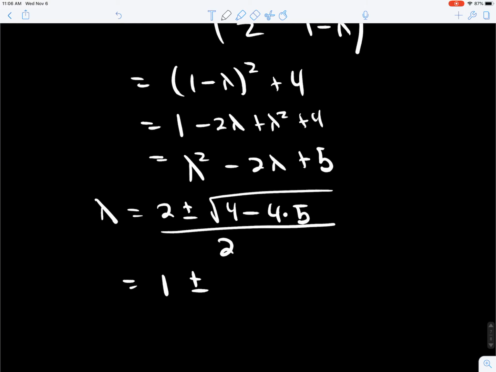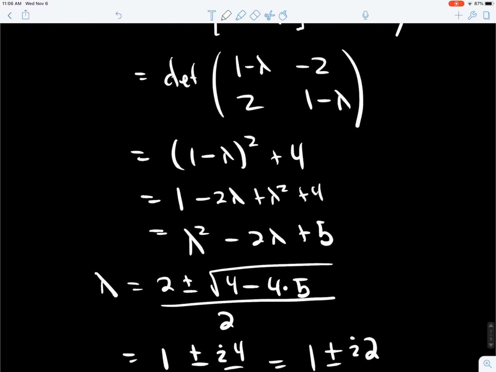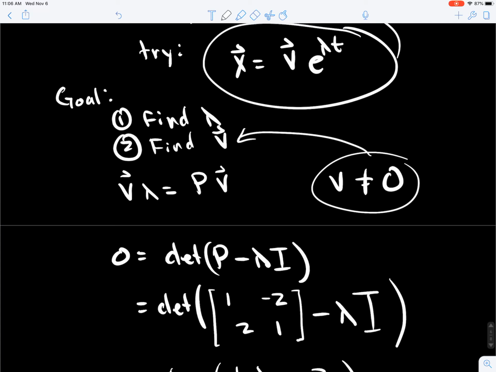Inside of here, you're going to have 4 minus 20, so you have negative 16. So then this reduces to i times 4 over 2. So then our eigenvalues are going to be 1 plus or minus i times 2. Cool. So we have found our lambdas. So going up to our goals, that is goal number 1.